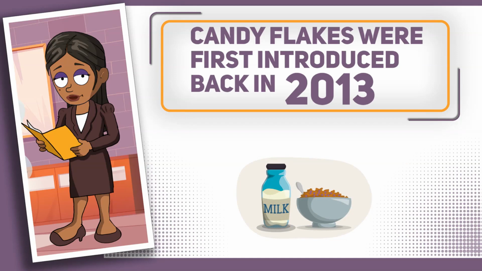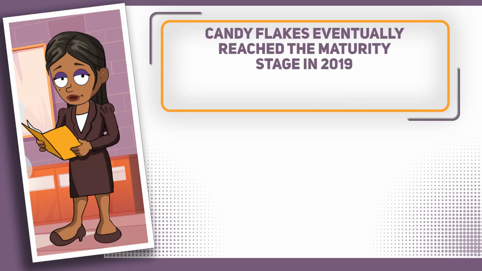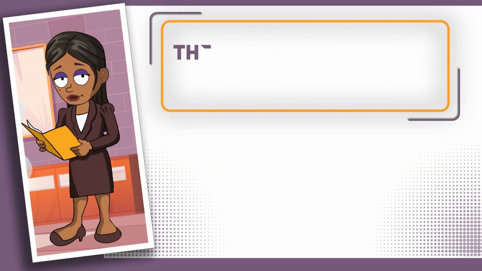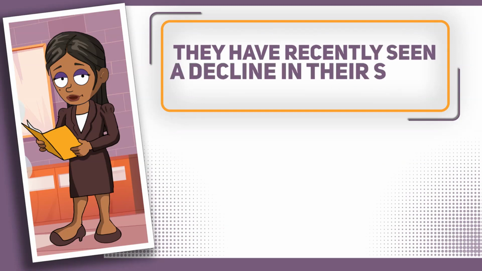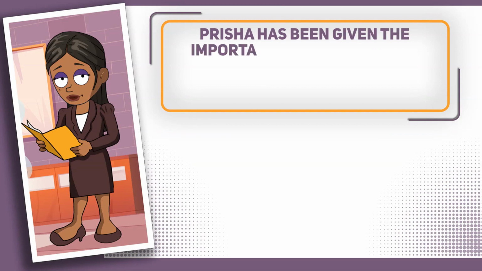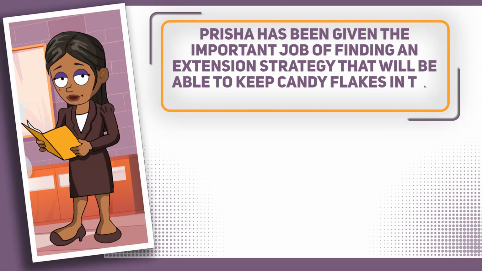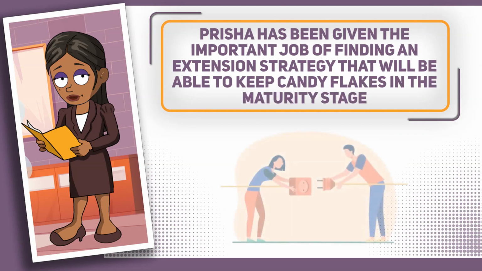With some clever advertising campaigns and identifying the best distribution channels, Candy Flakes eventually reached the maturity stage in 2019, achieving their greatest yearly sales. However, they have recently seen a decline in their sales, and the company is worried that their tasty breakfast cereal might be about to head into the decline stage of its product life cycle. Prisha has been given the important job of finding an extension strategy that will be able to keep Candy Flakes in the maturity stage, or even return to the growth stage of its product life cycle.